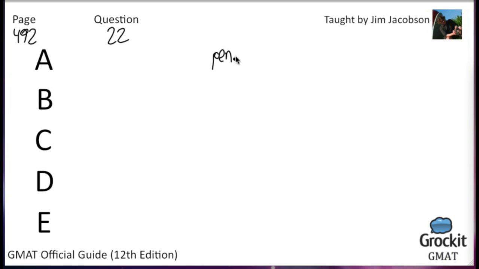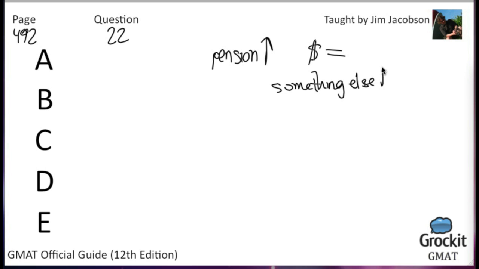So the pension went up, money stayed the same. So in order for that to happen, basically we need something else to have gone up, something else that cost them more money. Since inflation itself, kind of the value of their money, stayed the same and was relatively low. So we need something else to go up in our answer choice. Let's take a look for that.